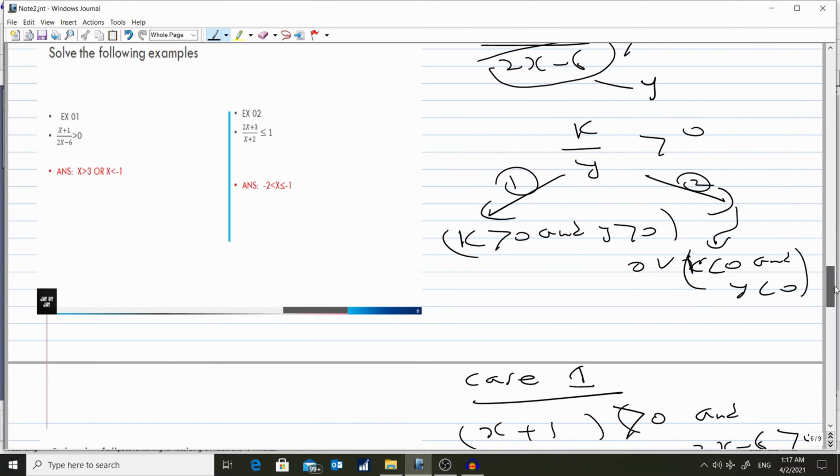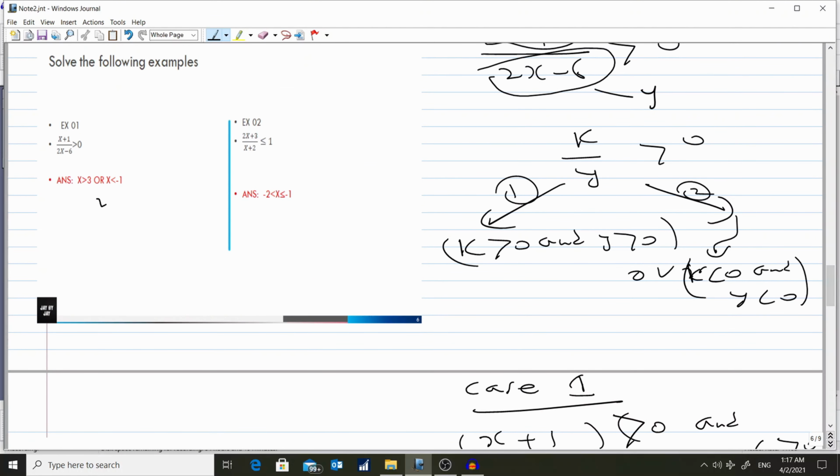Let's see whether it is correct or wrong. As you can see, it's correct. So let's move to example number 2.